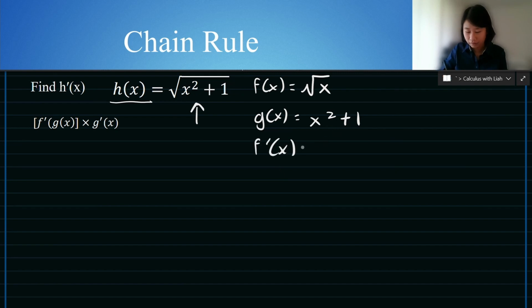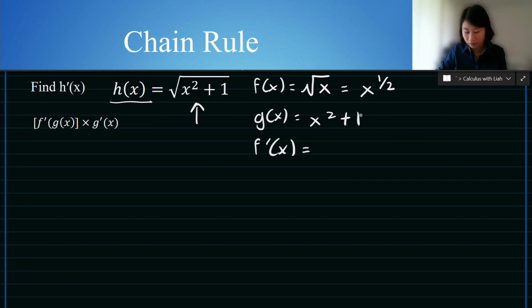We're going to find the derivative of the outer function. And to do that, let's write the square root of x in this form. So x to the 1/2 is the same as saying the square root of x. Alright, that's just the rule of exponents.